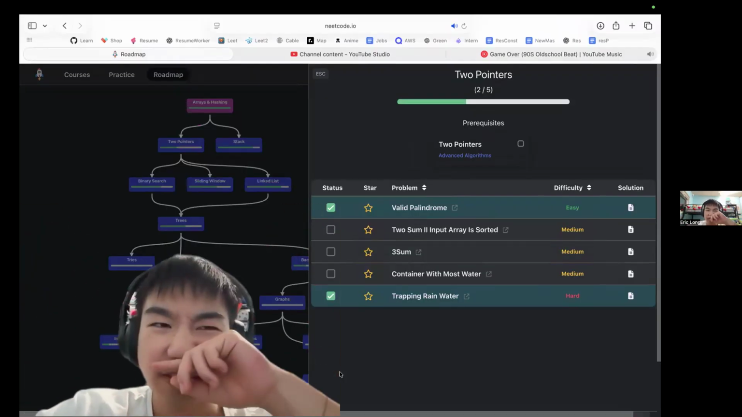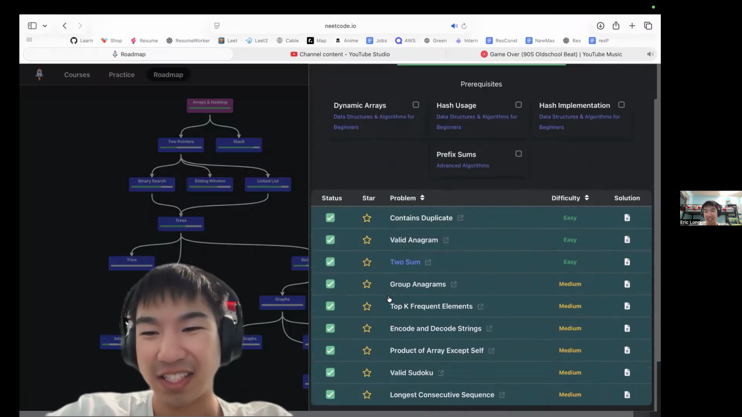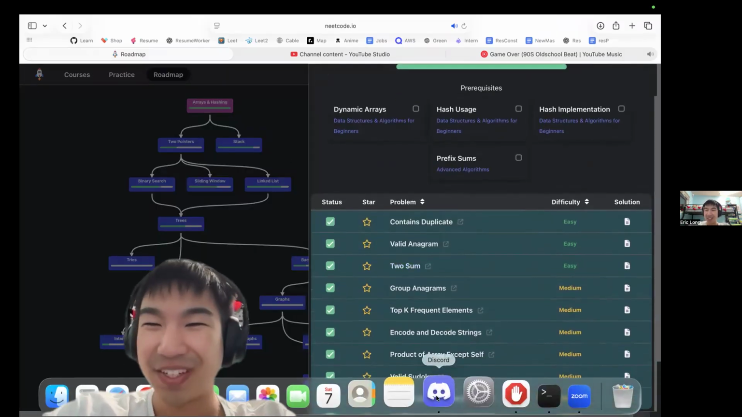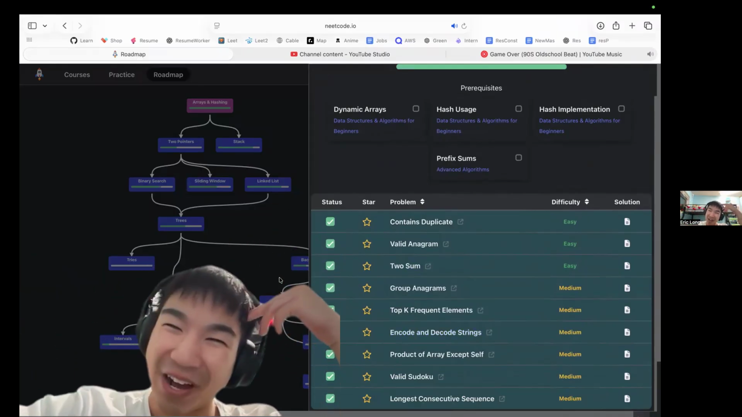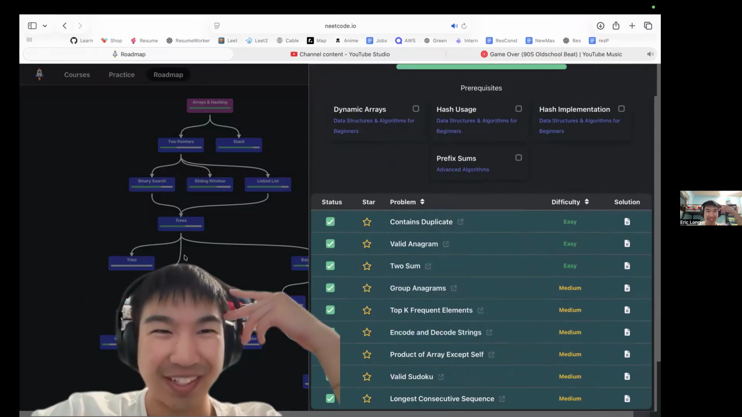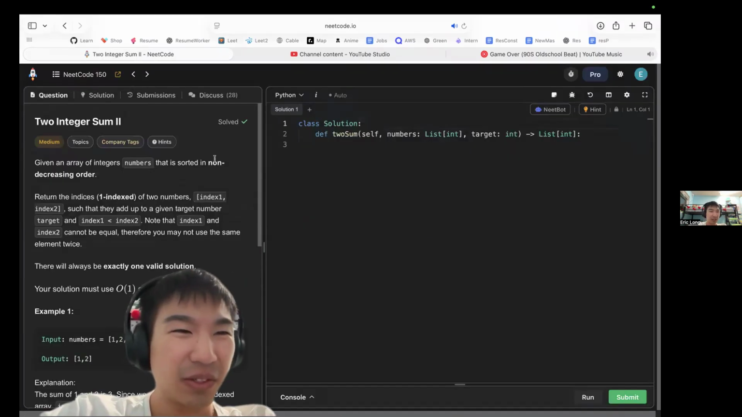Yo, so we finally finished the whole entire roadmap for arrays and hashing. Finished all of these questions. They're all on the brain. But now it's time to move to two pointers. Let's go ahead and try to solve Two Integer Sum II.